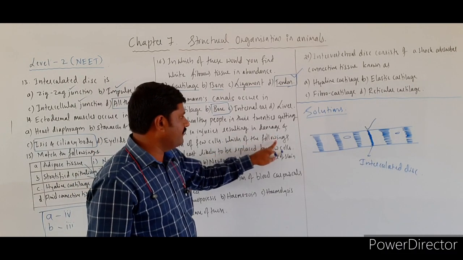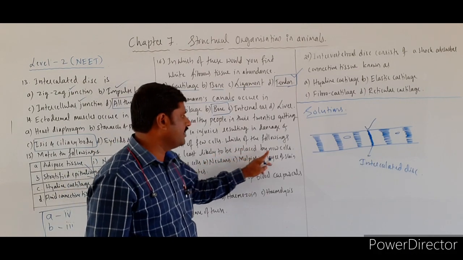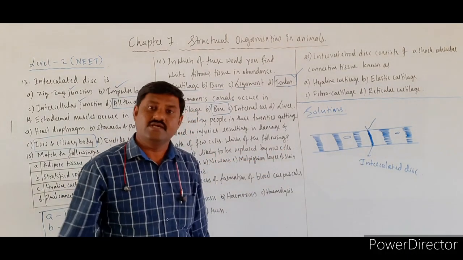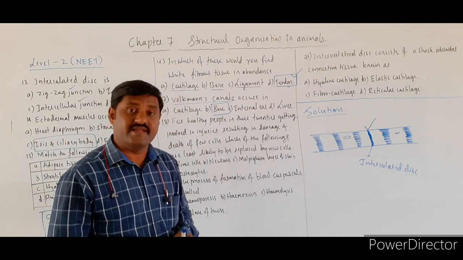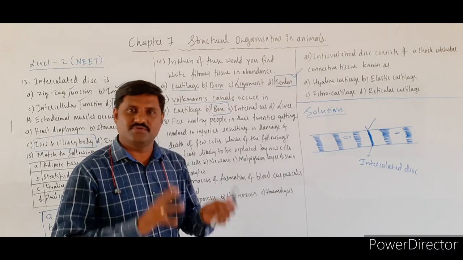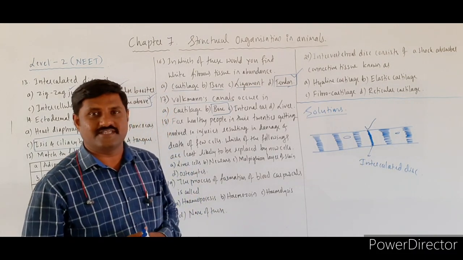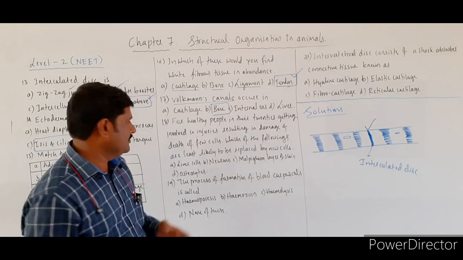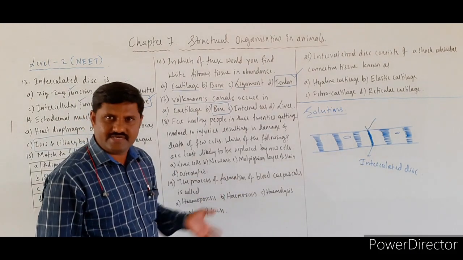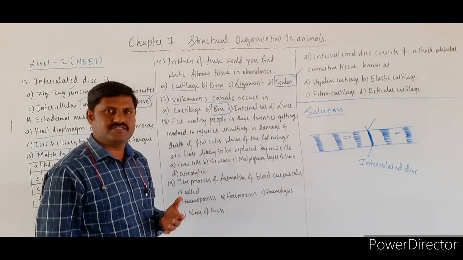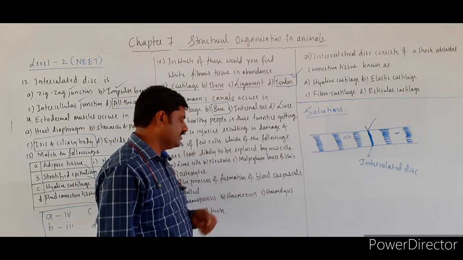Which of the followings are least likely to be replaced by new cells? Which type of cells are least likely to replace the dead cells? Means new cells are least formed over here. What type of cells are least formed over here? Let us see the options. Liver cells. If the liver is damaged, then duplication of the liver cells takes place, so they are maximum in number.